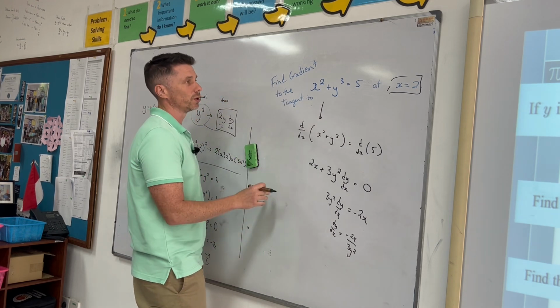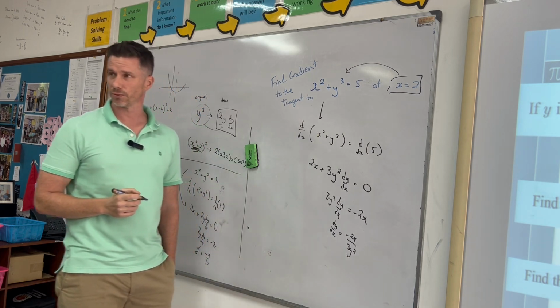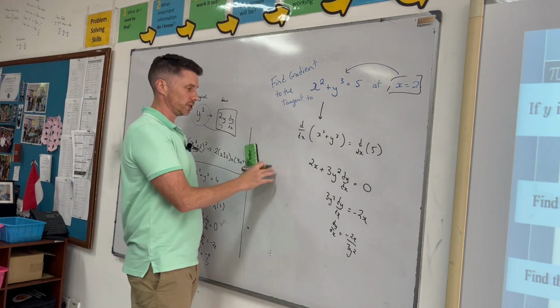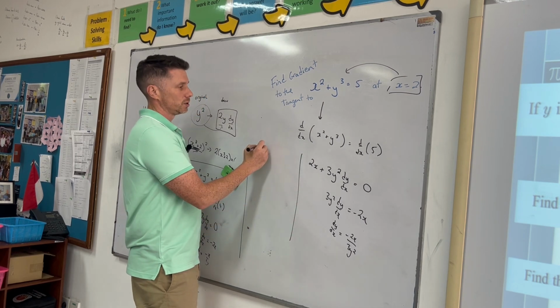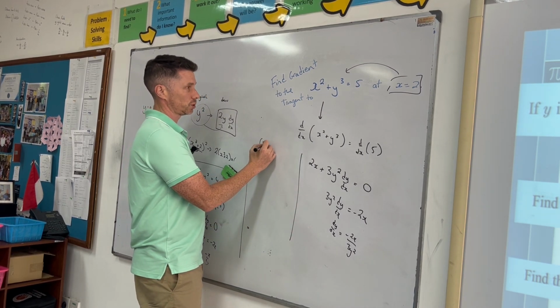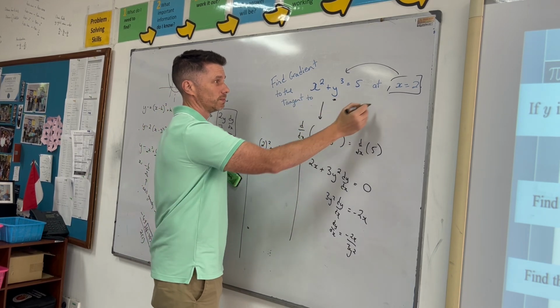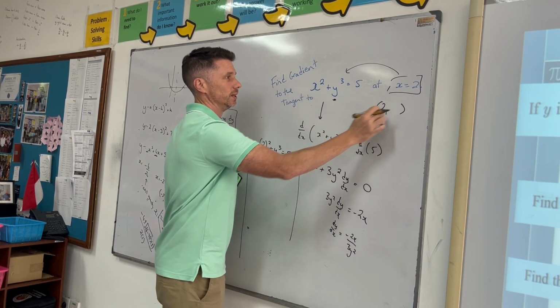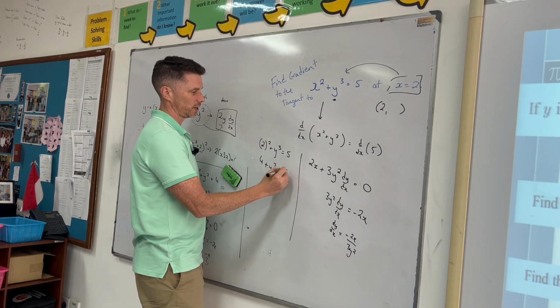So how do we overcome that? Well, I need to find the corresponding y value for this before I can do it. So I go back to the original function, which I kind of just drew here. I've got to substitute in. So I have 2 squared plus y cubed is equal to 5. I'm looking to find this y to match this point. I haven't got the full point here. So 2 squared is 4 plus y cubed is equal to 5.